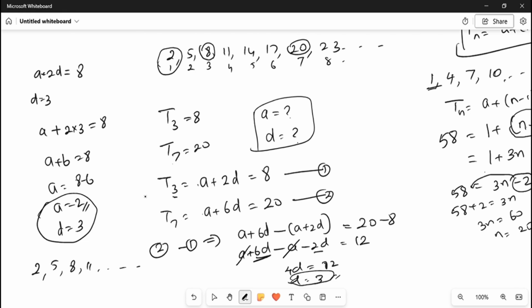Two equations will be given. So remember, if the third term is given, T3 is A plus 2D, because it is A plus n minus 1 into D, where n is 3 and n minus 1 is 2. Okay. So this is how we find a particular term, and if two particular terms are given without giving the number pattern, you have to solve it this way.